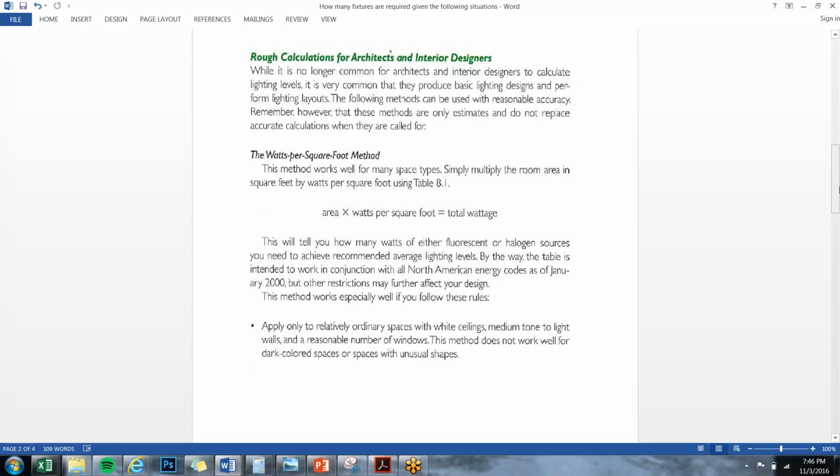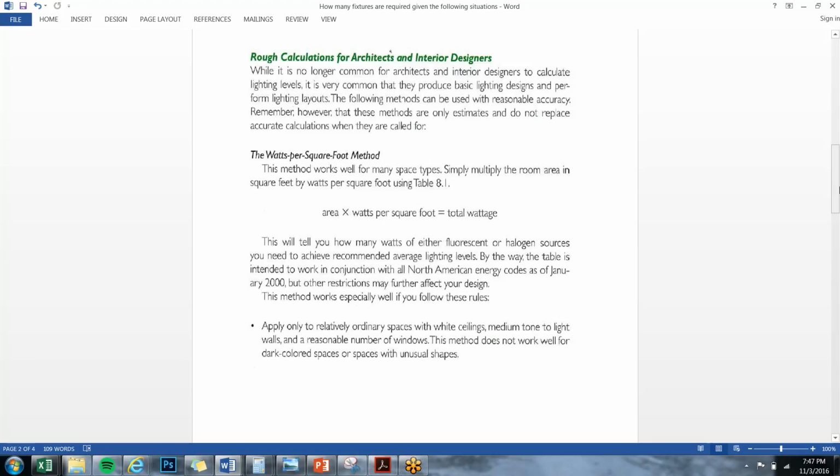The watts per square foot method. I think this will be the one that you will most often, if not always, be using for your final project. This method works well for many space types. Simply multiply the room area in square feet by watts per foot using table 8.1. Area by watts per square foot equals total wattage. This will tell you how many watts of either fluorescent or halogen sources you need to achieve recommended average lighting levels. By the way, the table is intended to work in conjunction with all North American energy codes as of January 2000, but other restrictions may further affect your designs.